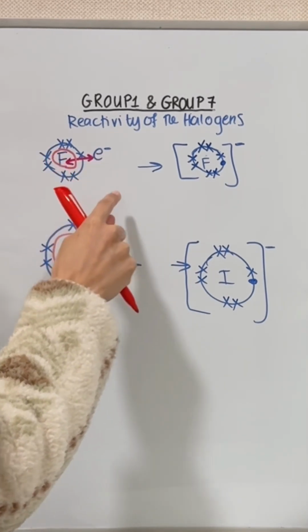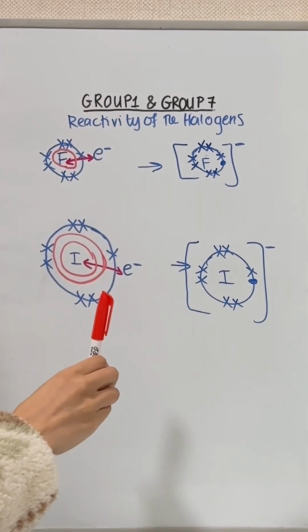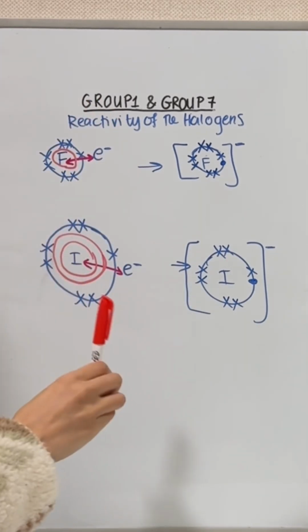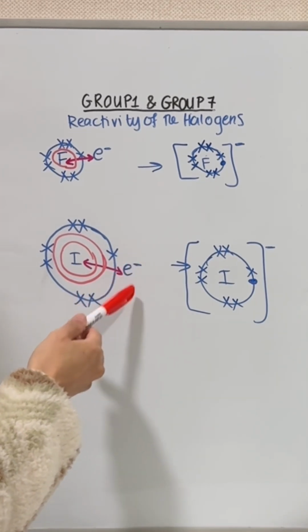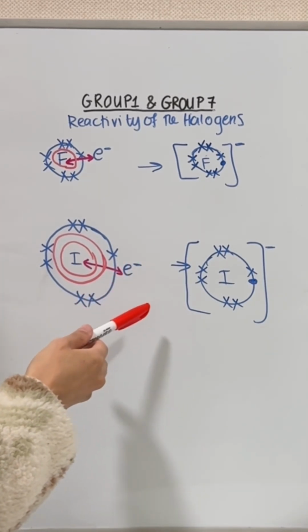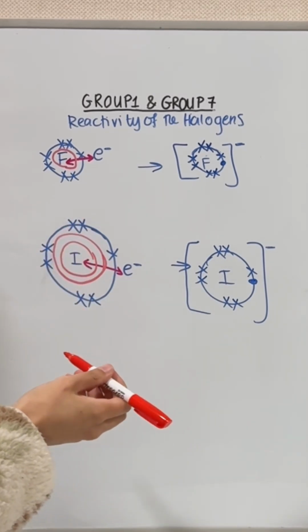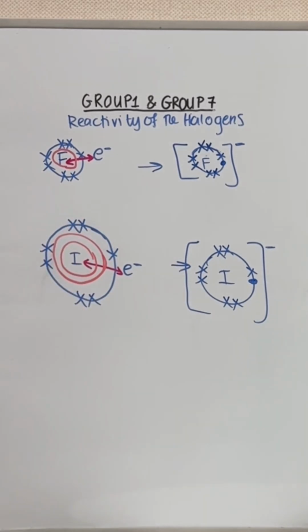That's why the reactivity of our halogens decreases as we go down the group, because it's harder for us to gain that incoming electron as we go down the group. In the next video, we will try to put this into exam wording so you know what to write when it comes to your exam.